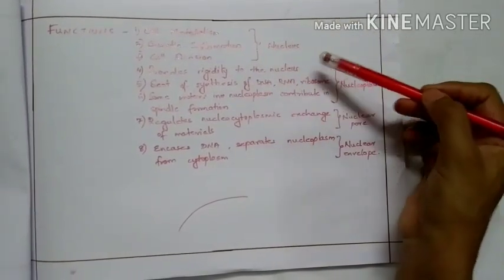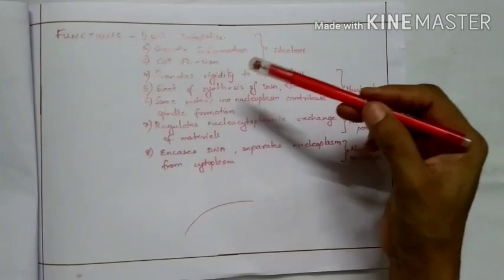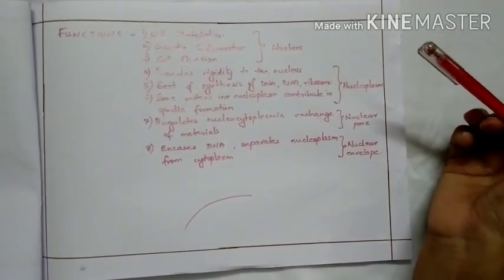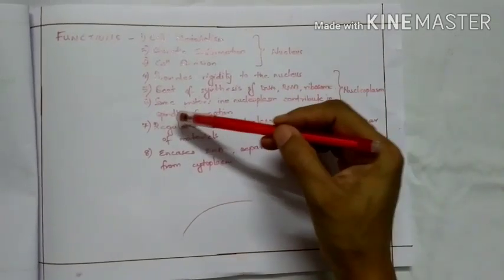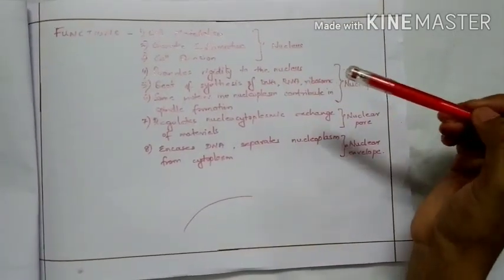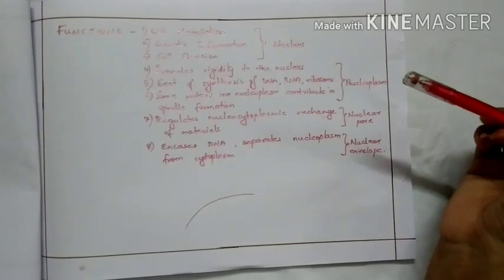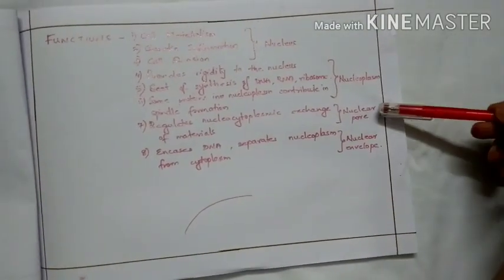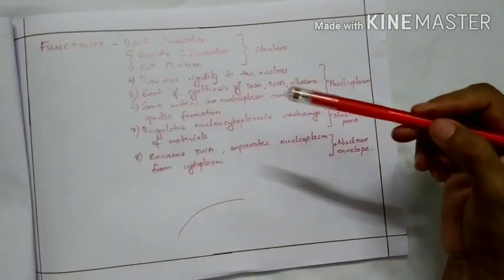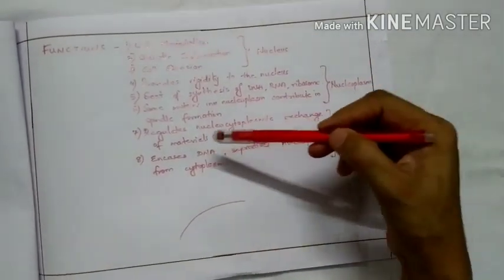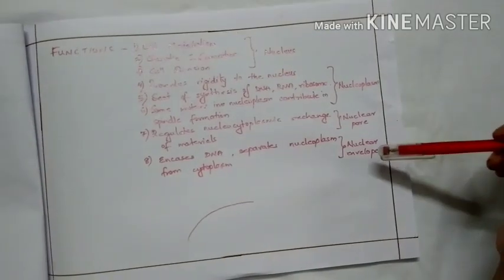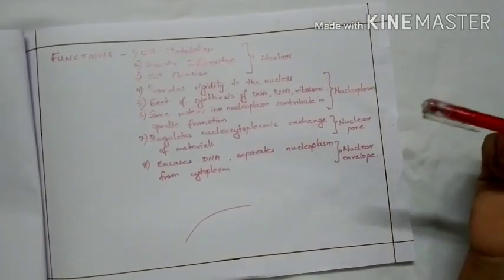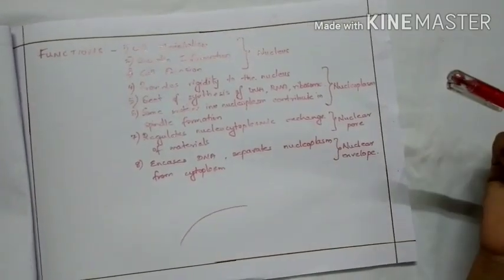Providing rigidity to the nucleus, being the seat of synthesis of DNA, RNA and ribosomes, and formation of spindle fibers. These three are the functions attributed to the nucleoplasm. The nuclear pore regulates nucleocytoplasmic exchange of materials, and the nuclear envelope encases DNA, separates the nucleoplasm from the cytoplasm.